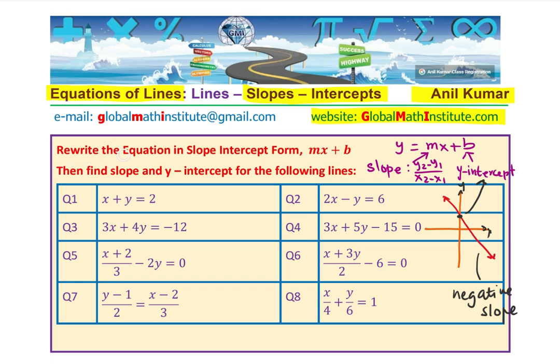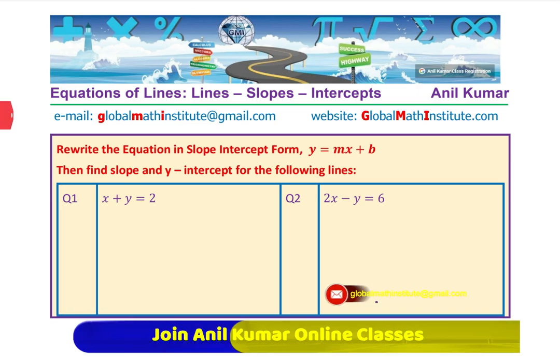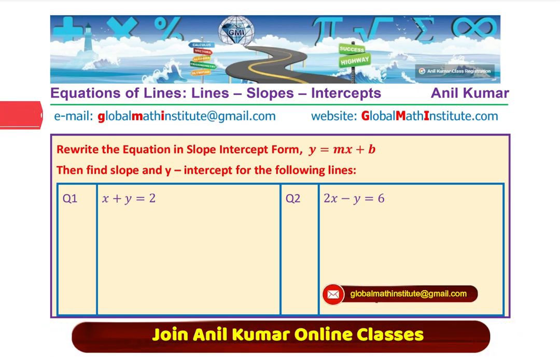It says, rewrite the equation in slope-intercept form, which is y equals mx plus b. Then find slope and y-intercept for the following lines. So 8 questions for you to practice. You can always pause and answer these questions. Now let us take them one by one. So here's the first set. So I'll be taking 2 at a time. Here's the first set to begin with. Very simple example.